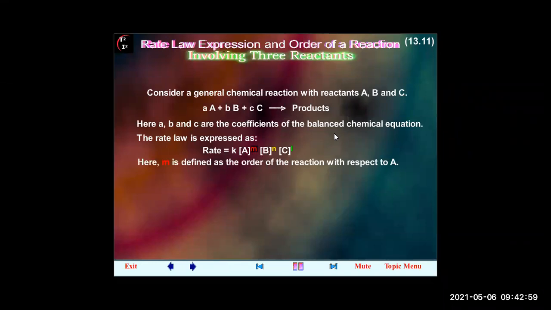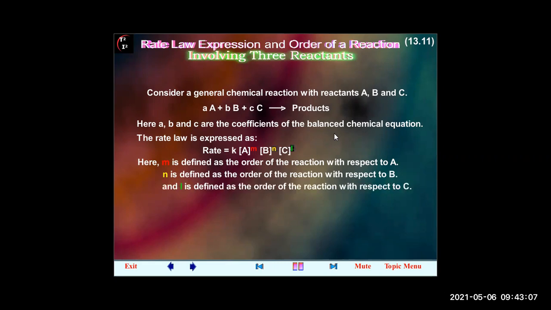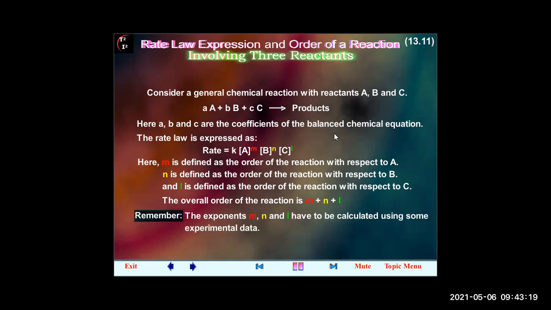Here, M is defined as the order of the reaction with respect to A. N is defined as the order of the reaction with respect to B. And L is defined as the order of the reaction with respect to C. The overall order of the reaction is M plus N plus L. Remember, the exponents M, N, and L have to be calculated using some experimental data.